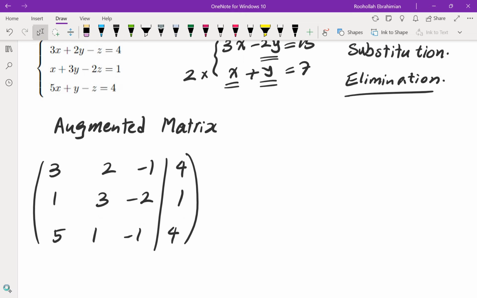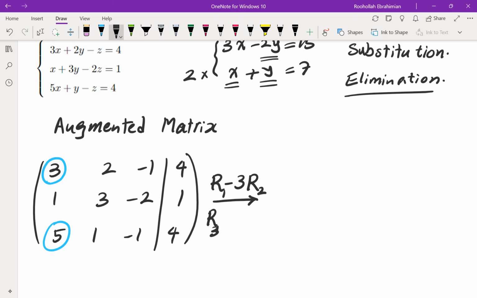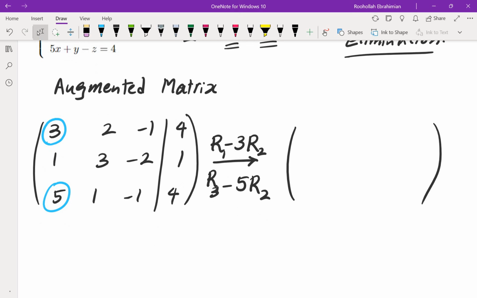So how do we eliminate? The way we eliminate is we take one of the rows and we subtract a multiple of that row from the other two rows. And that way I can create zeros here. So I can basically eliminate one of the variables. So we can make 3 into 0 by taking row 1 and subtracting 3 times row 2 from that. And I can do row 3 minus 5 times row 2. That way I can eliminate 3 and 5 in the first column.